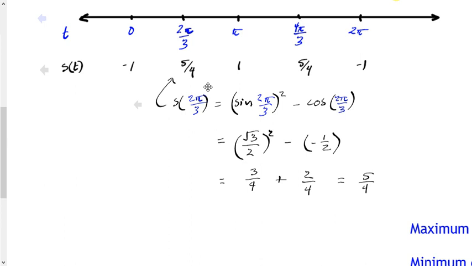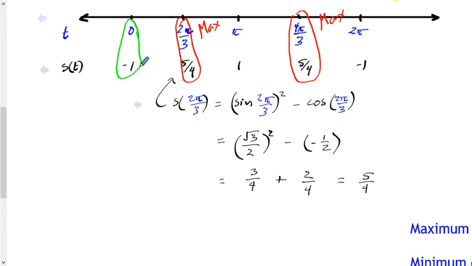That's the maximum, right? So 5/4 is 1 1/4. That's bigger than 1. So that tells me that my maximum displacements will be happening here and here. So those two will be max displacements. And then for the minimum displacement, I will look to see, well, the farthest I go negative is to -1, and here also to -1.